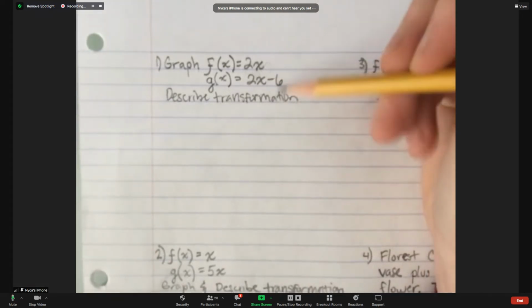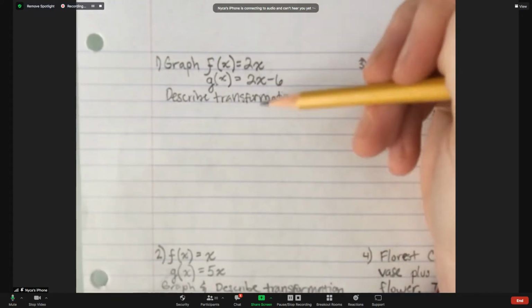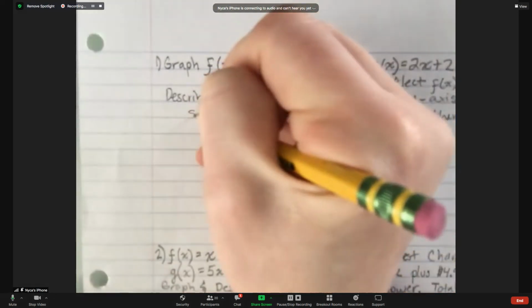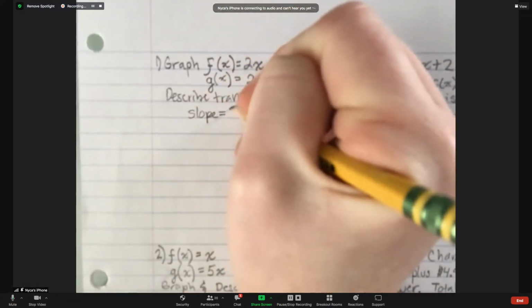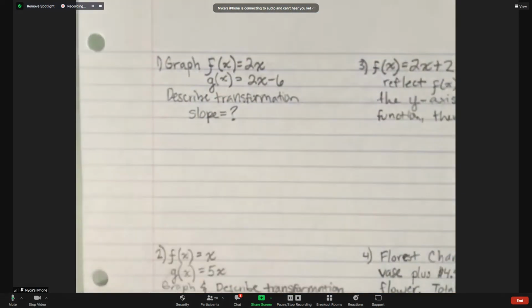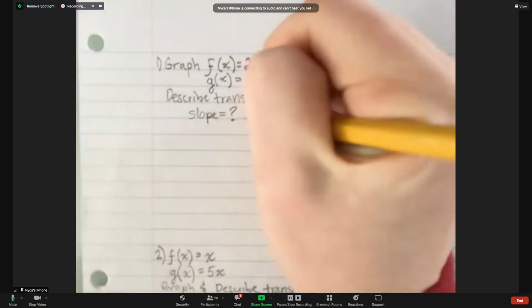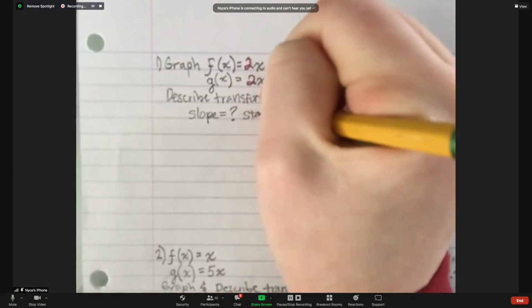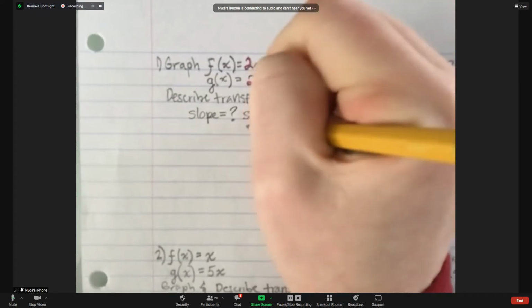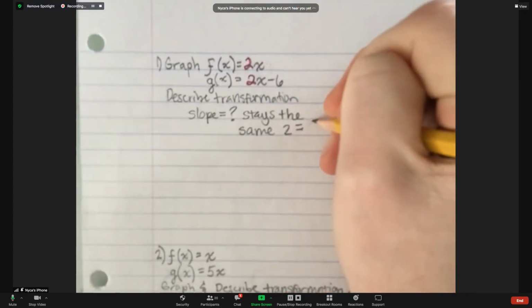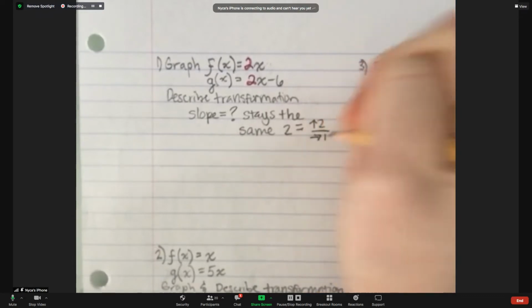All right, so the first thing I'm going to do is look at what's given. All linear lines are in y equals mx plus b. So right now, I'm going to look at the slope. And what I notice in the slope position, that's in the m position, I see 2 and I see 2. So I think, okay, slope stays the same. Both of them are 2, which means, remember, up 2, right 1.